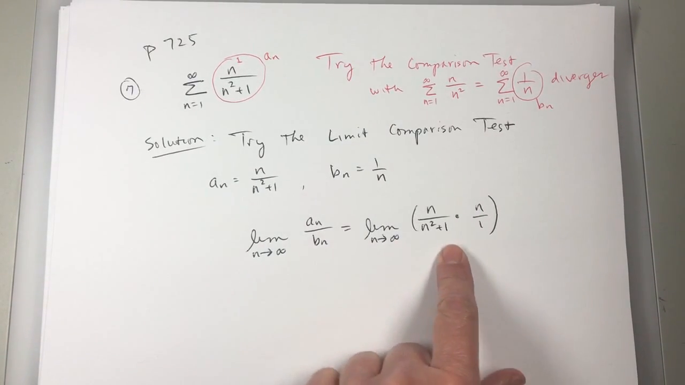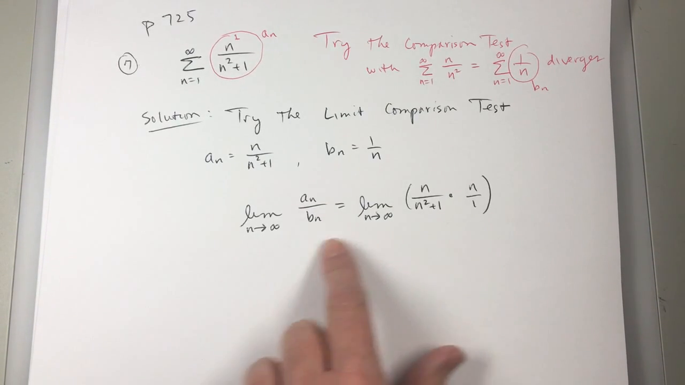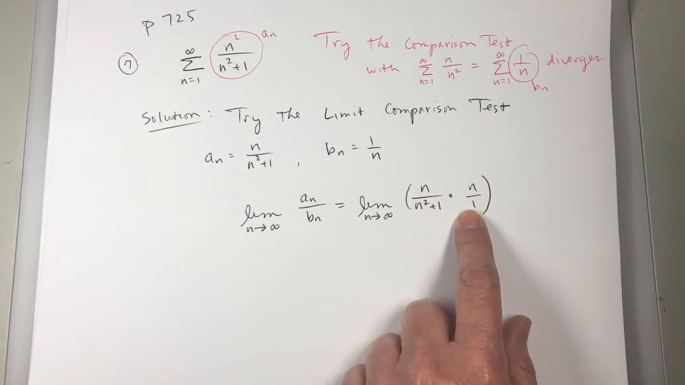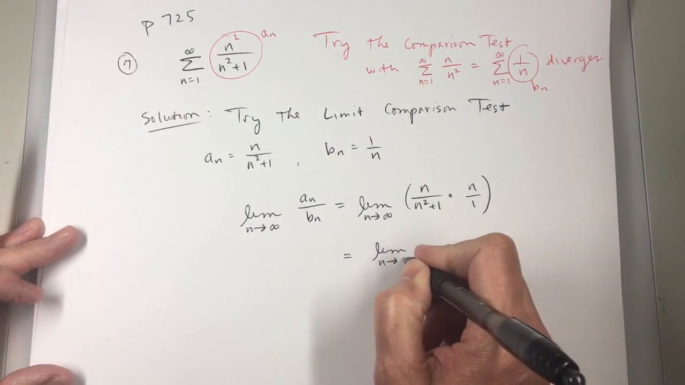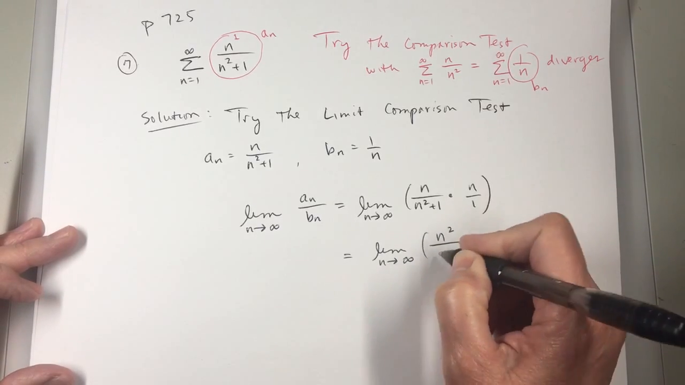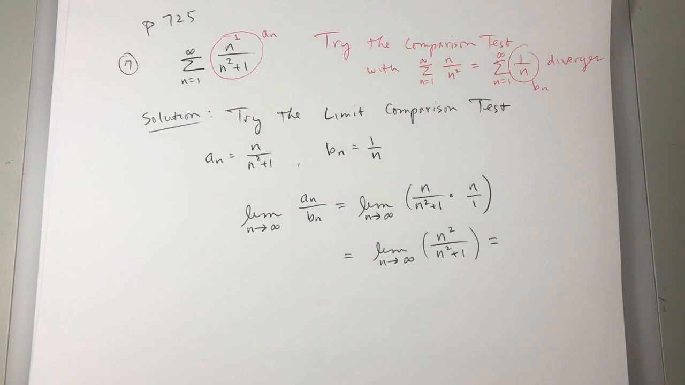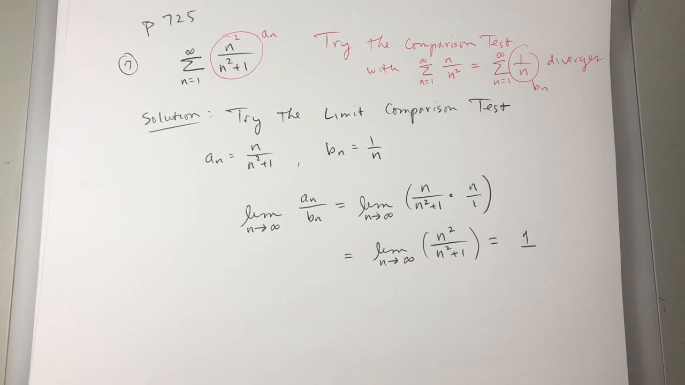Now this, I skipped a few steps. I learned this from my 1552 students in previous semesters. It's going to be this fraction divided by this one, and I'm just going to flip it and multiply and flip the second one. So this is the limit as n approaches infinity of n squared over n squared plus 1, and that limit equals 1. How do you know? The degrees. You have degree 2 in the top, degree 2 in the bottom. It is leading coefficient over leading coefficient, 1 over 1.